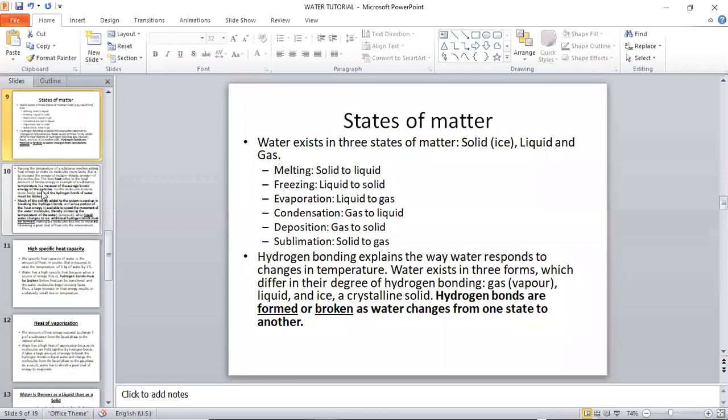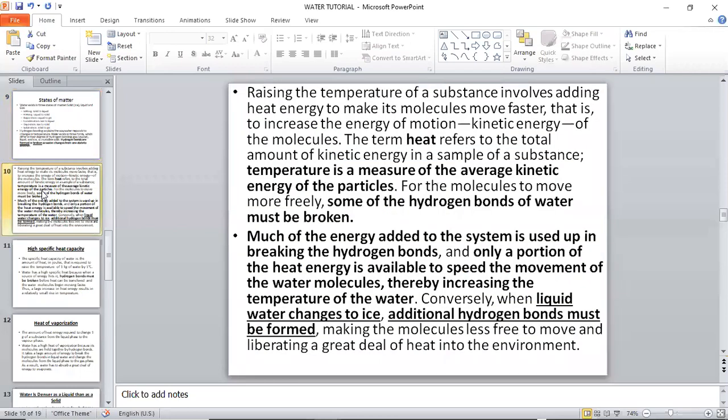So for example, when we raise the temperature, we add heat. We raise the temperature by adding heat. And heat is a measure of the kinetic energy of a substance. So for the temperature to rise, the kinetic energy of the water molecules needs to increase. In other words, the water molecules need to move faster. So there should be an increase in velocity.